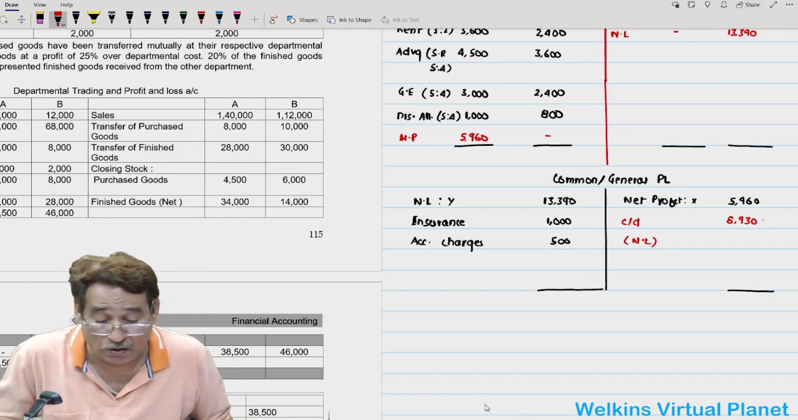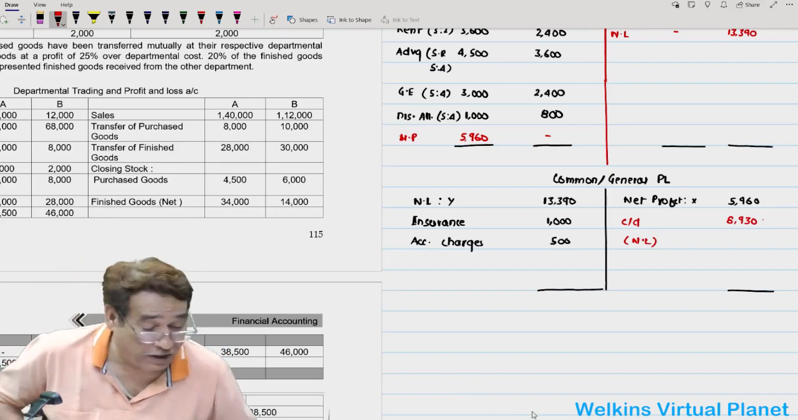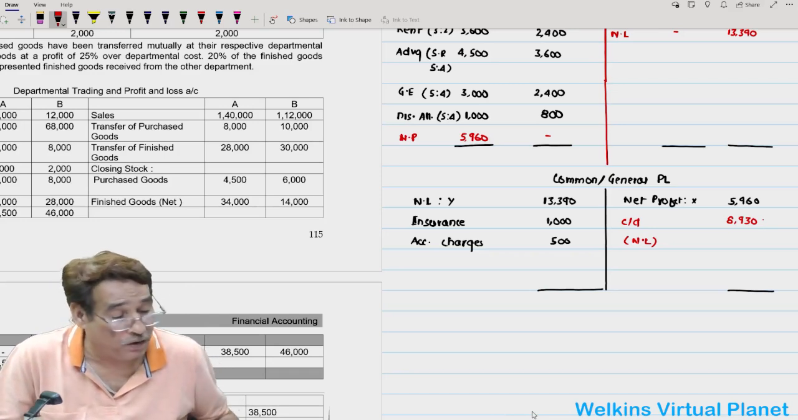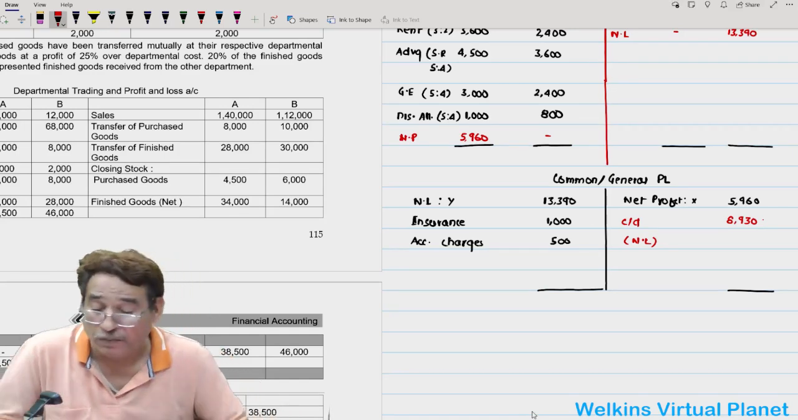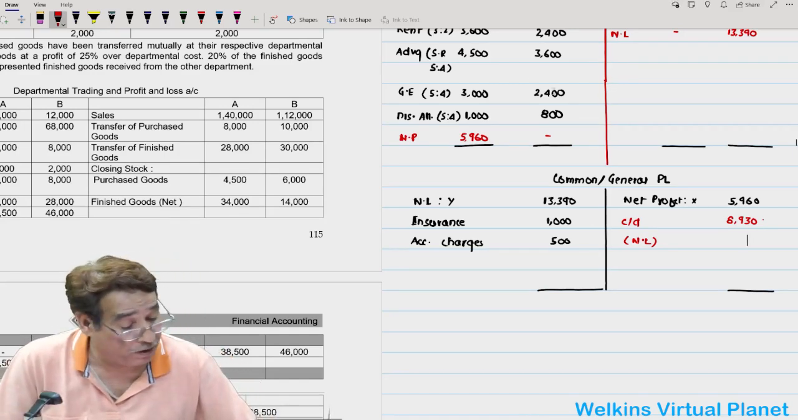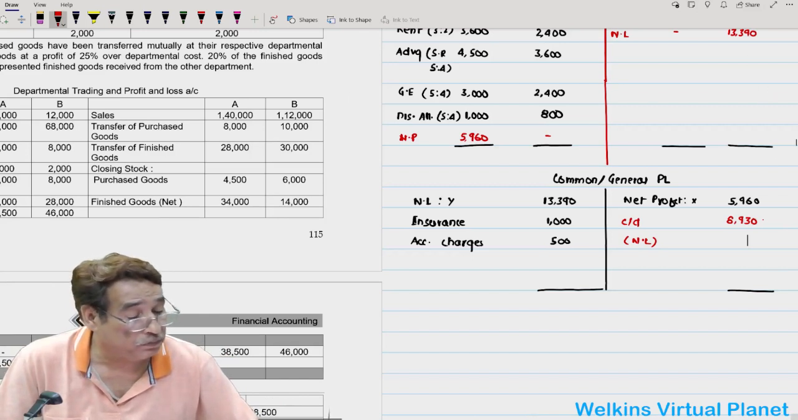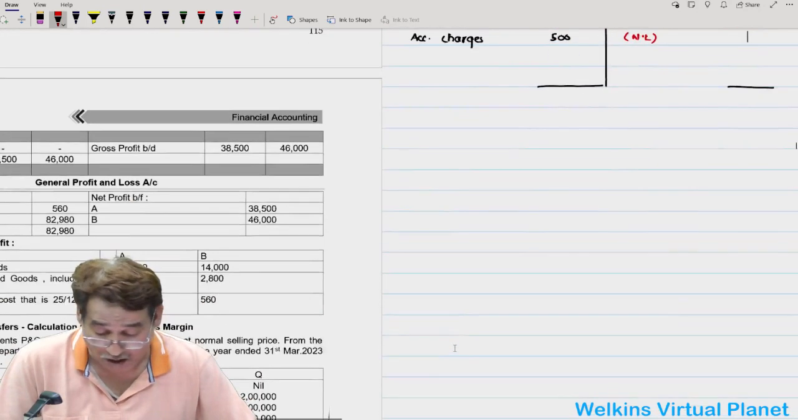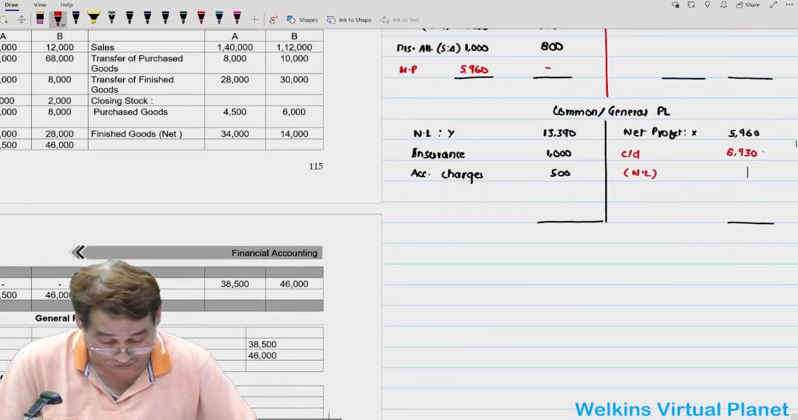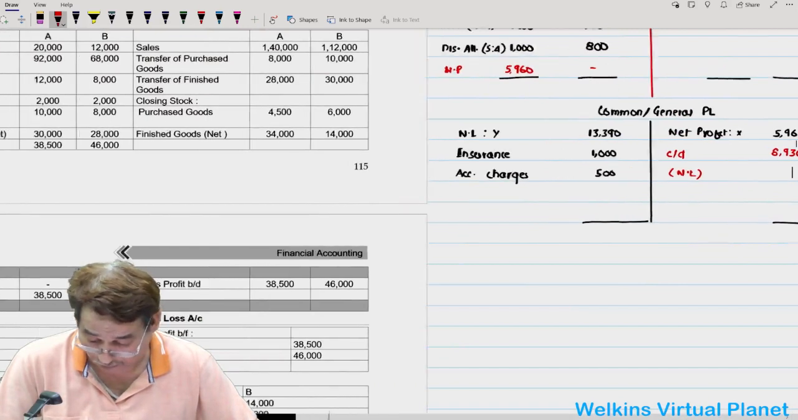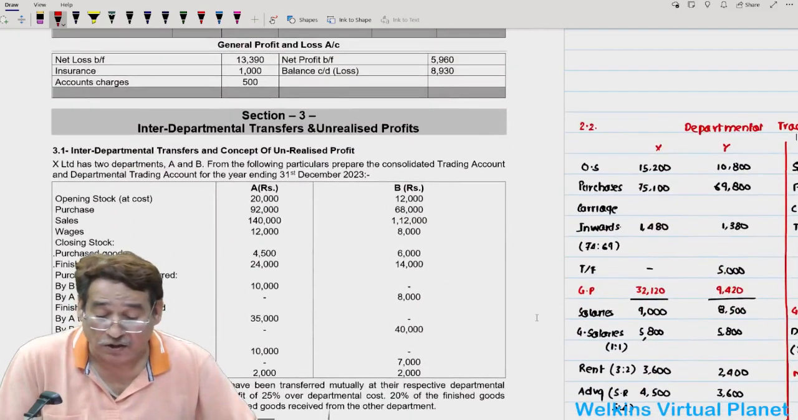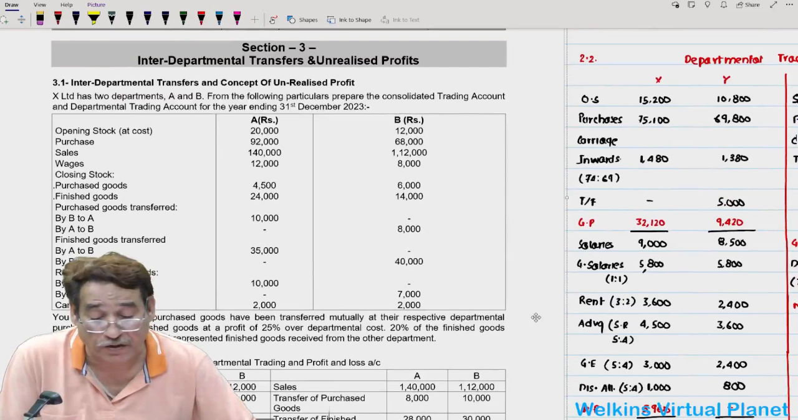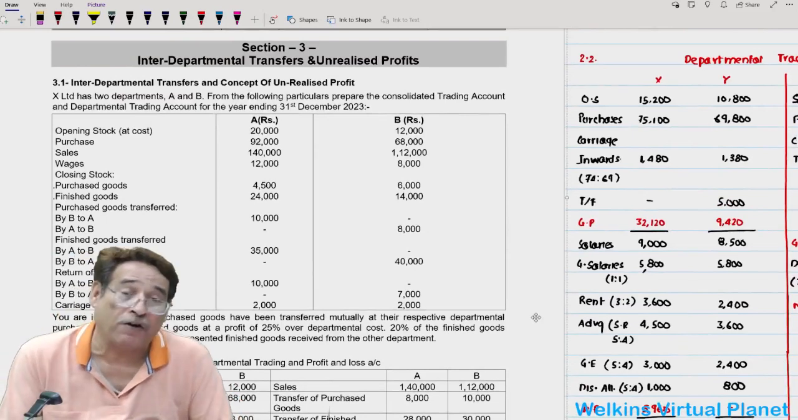Correct? So with that, we finished this particular section, section 2 also. Correct? Right. So this is section 2, and now we will go ahead with interdepartmental transfers and unrealized profit.